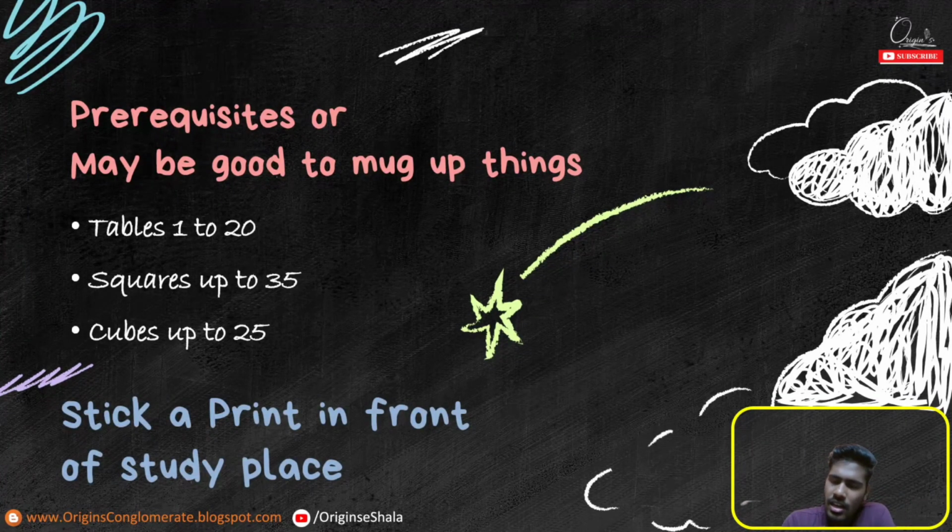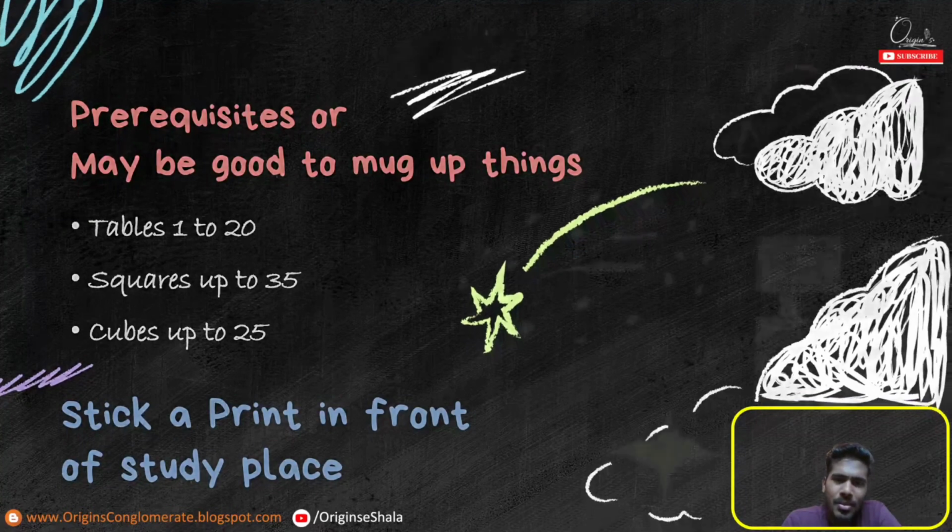And of course, I know it is not easy to mug up such things. So I would recommend you take a printout of 3 papers. One would include the table from 1 to 20, and the others would be for squares and cubes, and stick them to your study desk. So at least each day you will see, okay, this is the 1 to 20 table and the cubes and squares values.